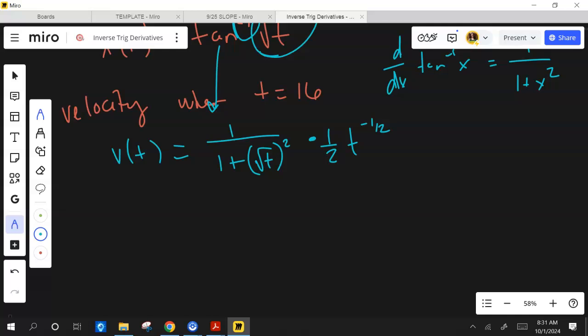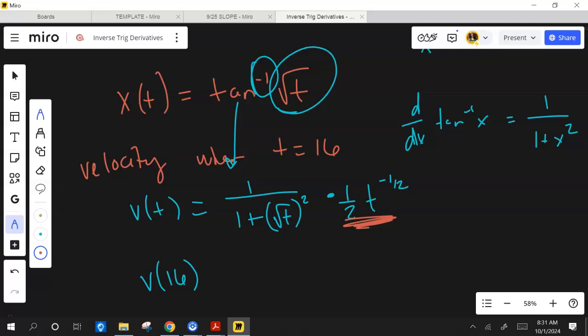It said when t is 16. Yes? So you just plug in 16. This is the hardest part of this, I think, is that chain part of it. Otherwise, it's just a plug and chug, right? It's plug and chug, but then chain it. Because that's the way it started out.